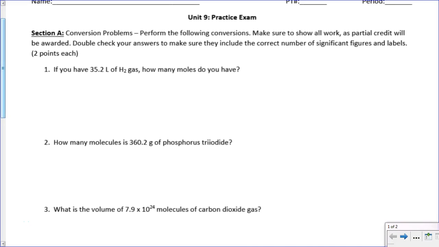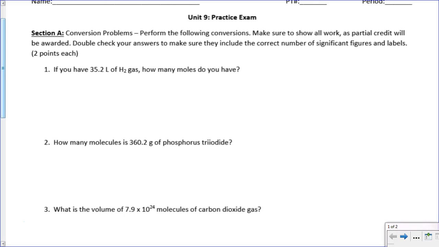This first set of questions is all about mole conversions, so you have to keep in mind that flow chart that we had for the different ways that you convert between the different variables in this unit. Sometimes they're one-step conversions, sometimes they're two-step conversions, so it's important that you identify which we're dealing with.